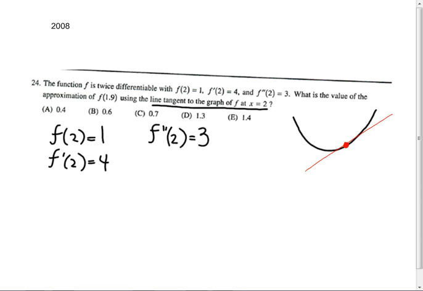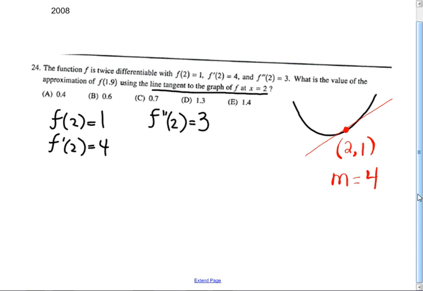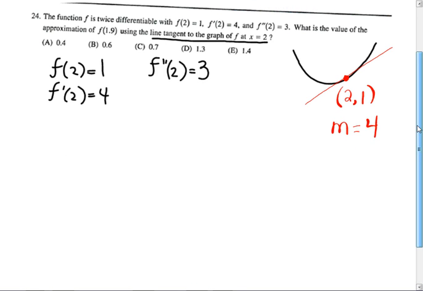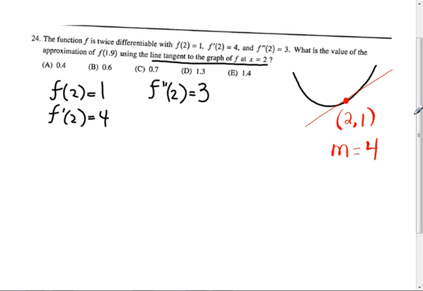And this is at the point what? This should be easy. 2, 1. What's the slope there? 4. And I highly recommend you just do the problem, then look at the answers, unless you're stuck. I mean, that's different. Then sometimes you look at the answers to help you with that. So we're going to write the equation of the tangent line. This is what they might refer to as linearization. They might say use linearization. That's all they're asking you to do.